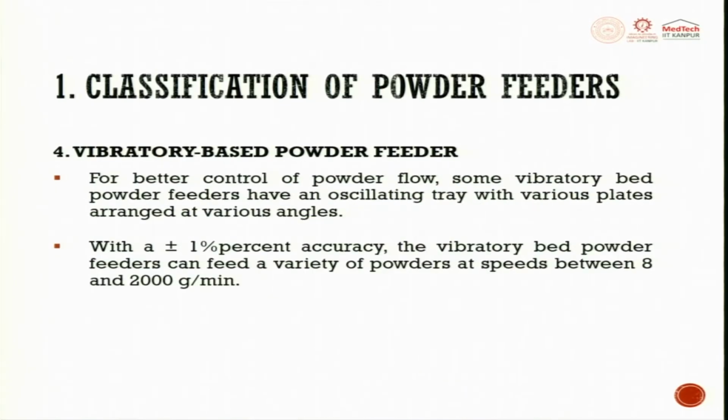For better control of powder flow, some vibration bed powder feeders have an oscillating tray with various plates arranged at various angles. So, what I showed you is a very trivial one, but in reality you will have various plates and various angles. With plus or minus 1% accuracy, the vibratory bed powder feeder can feed a variety of powders at speeds from 8 grams to 2000 grams per minute. It is very high, 2000 grams is 2 kgs per minute.